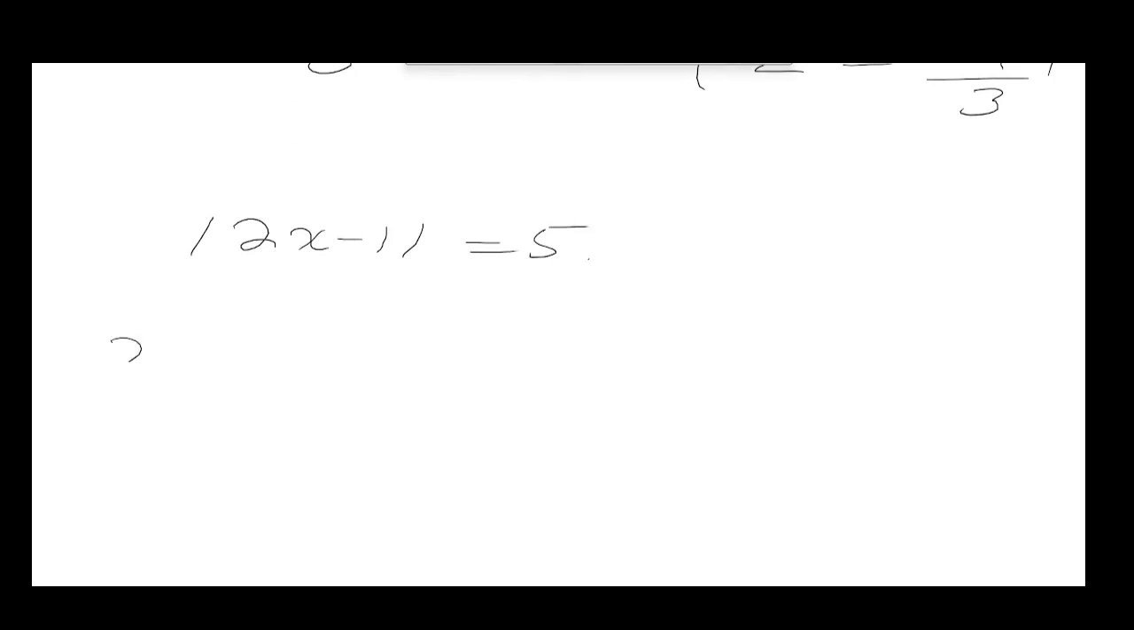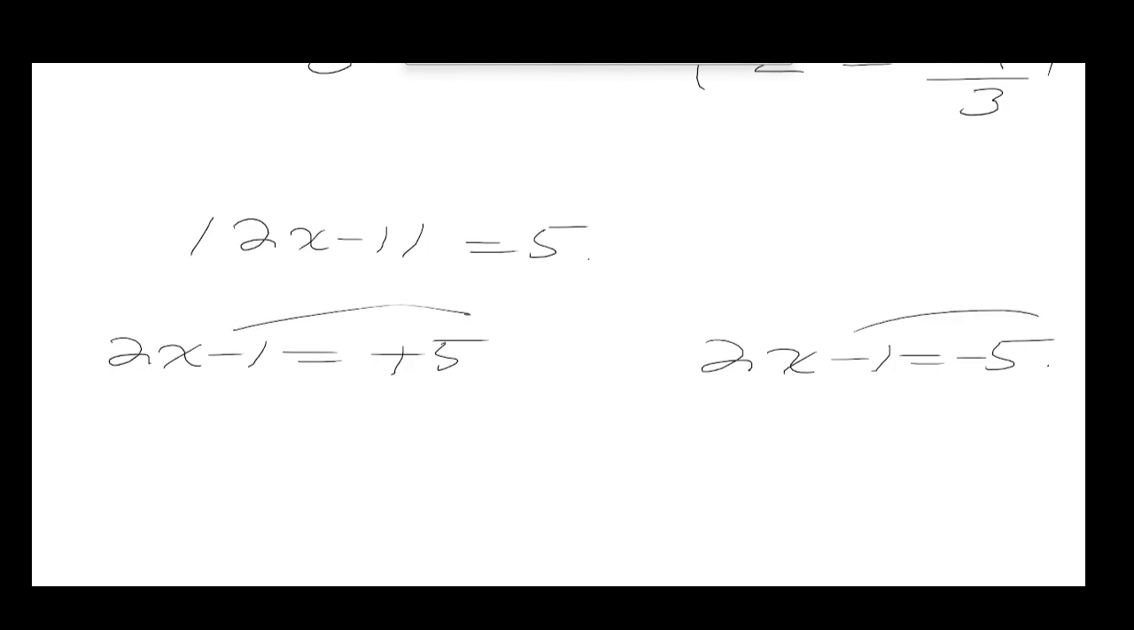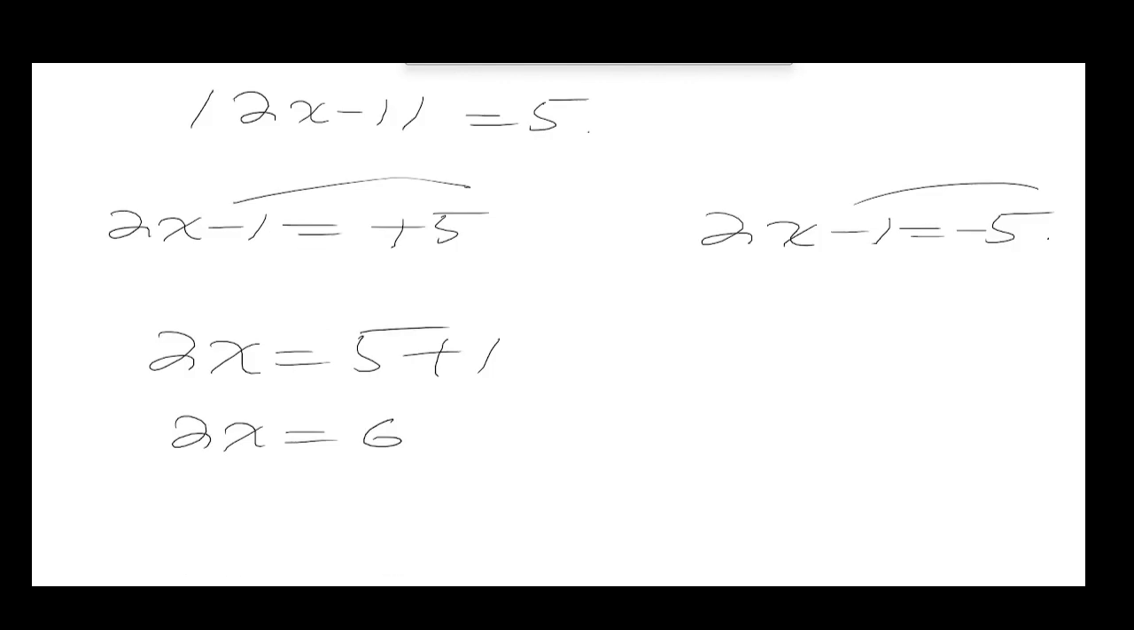To remove the absolute value, we will have 2x minus 1 is equal to positive 5 and 2x minus 1 is equal to negative 5. So minus 1 will go to the right here, and minus 1 will also go to the right. So 2x is equal to 5 plus 1, or 6. So we can write 2x is equal to 6 and the value of x will be 3. Why? Because 6 divided by 2 is 3.